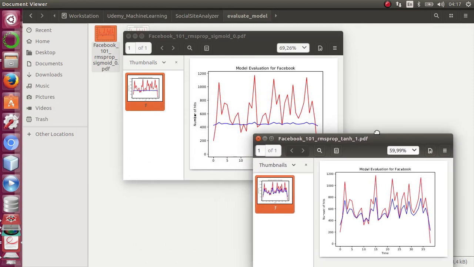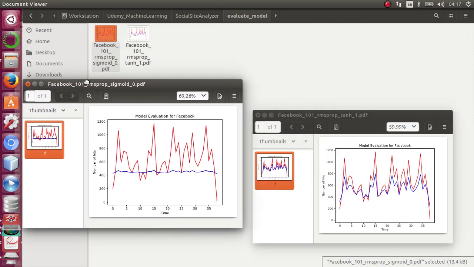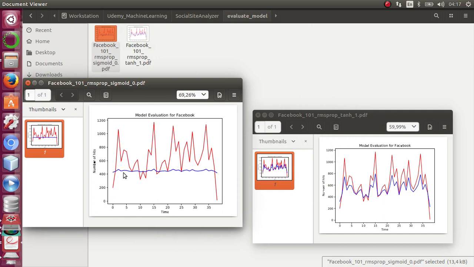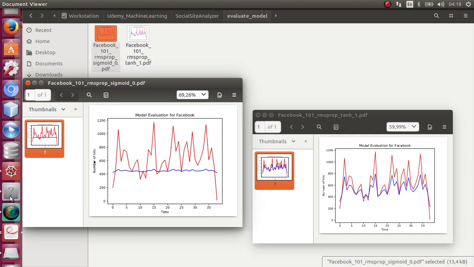So can you see the difference? In this scenario, the predicted data was actually far behind the actual data. But now in this case, the predicted data is pretty much closer to the actual data, and the sum of squared error is pretty much less for this scenario. So this is called parameter tuning.